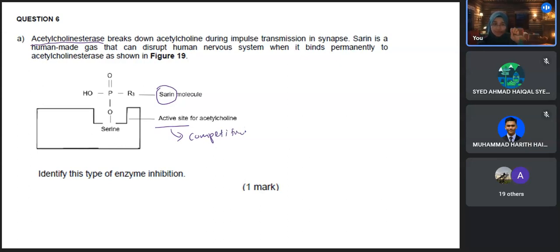Because the interaction is through strong covalent bond and permanently bind to the active site, so it is irreversible. Okay, irreversible inhibitors. So identify the type of inhibition: irreversible competitive inhibition. Its substrate is the neurotransmitter, this one here. Acetylcholine is a type of neurotransmitter that causes the neuron to be able to transmit impulse from one neuron to another neuron.